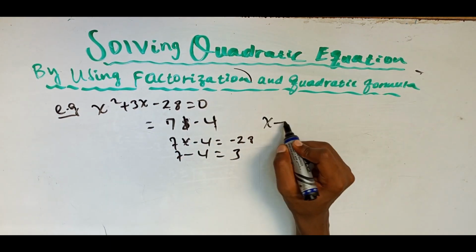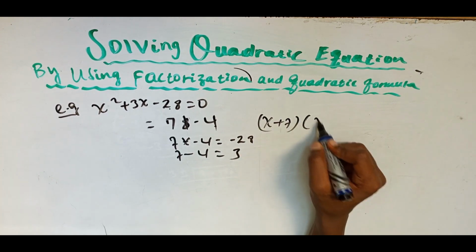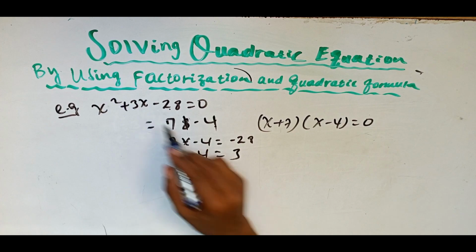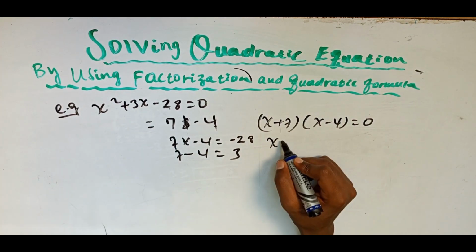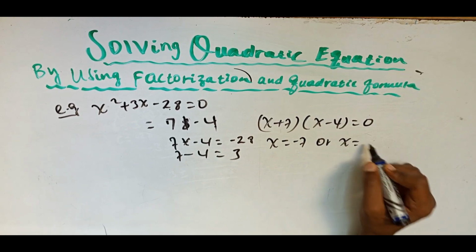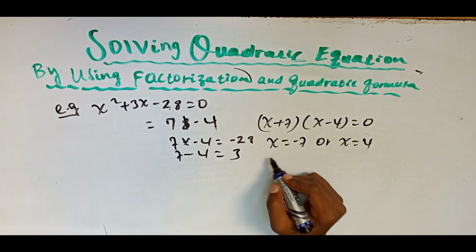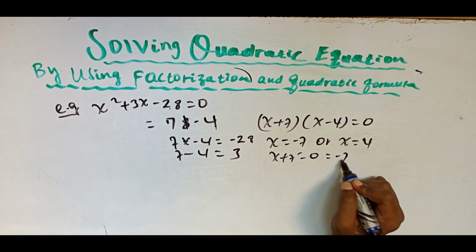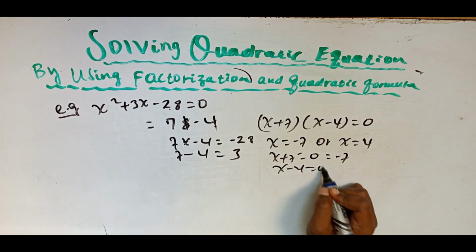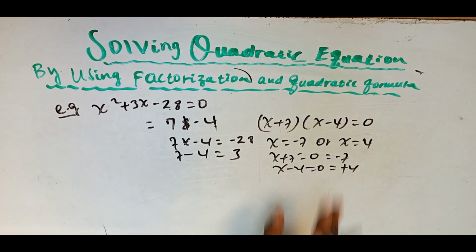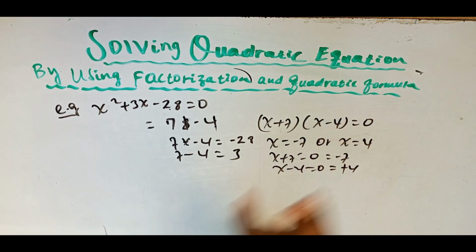So x plus 7 times x minus 4 is equal to 0. When we factorize this one, we get this one. So x is equal to what? Minus 7, or x is equal to what? 4. If we take x plus 7 is equal to 0, we get minus 7. x minus 4 is equal to 0 gives plus 4. We get this value. So using the quadratic formula and using factorization, we get the same value.